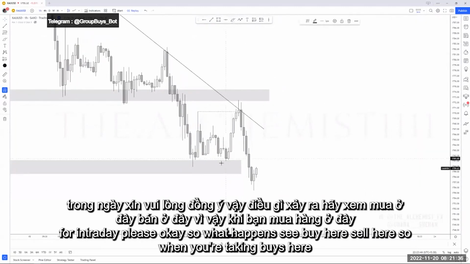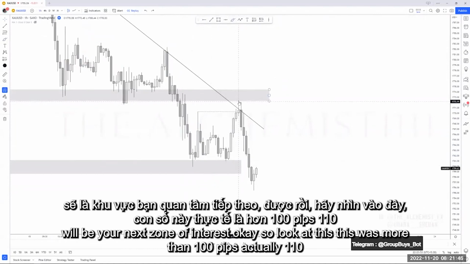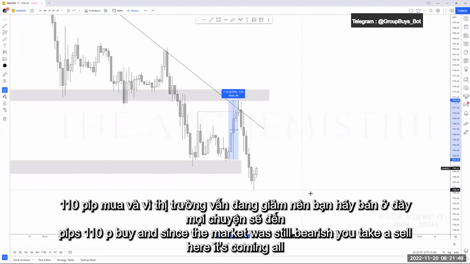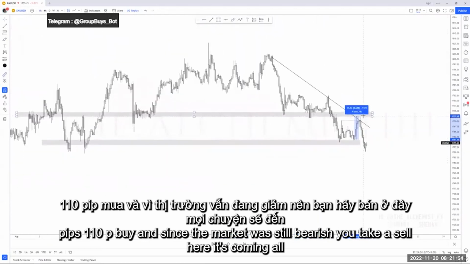Okay, so what happens? See, buy here, sell here. So when you're taking buys here, are you unnecessarily selling it here? No. Are you selling it here? No. This will be your next zone of interest. Okay, so look at this. This was more than 100 pips actually. 110 pips. 110 pip buy, and since the market was still bearish, you take a sell here.